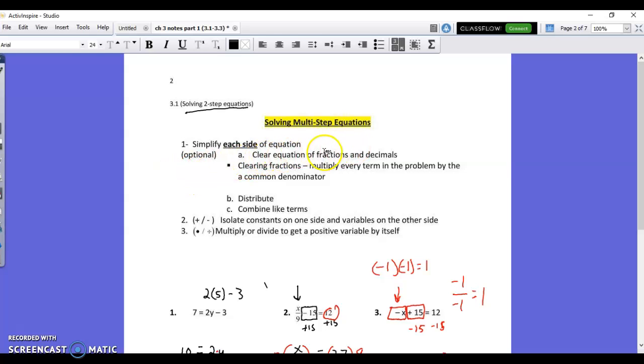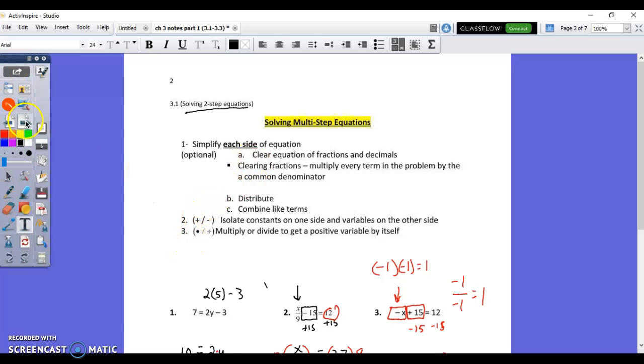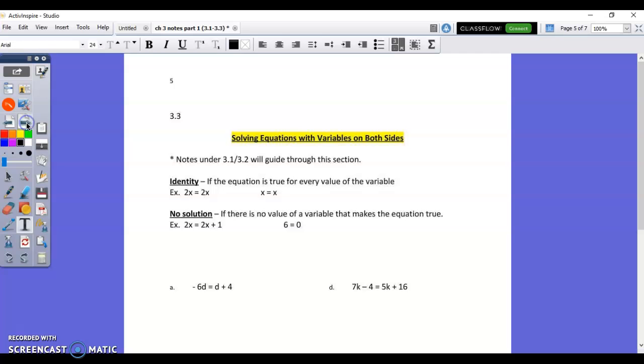Now, they're not always going to have fractions, so we don't always have to clear the fractions. We won't always have to distribute. We won't always have to combine like terms. But step 2, where it's worded as isolate constants on one side and variables on the other side, meaning constant terms and variable terms on each side, is what we need to focus on in this one. Once you understand that, treating each side of the equation as its own separate expression, simplifying those first and then applying these two steps, will guide you through how to do these problems.